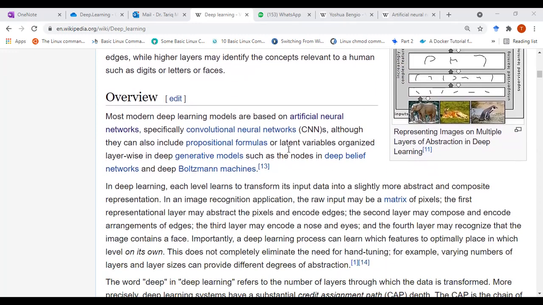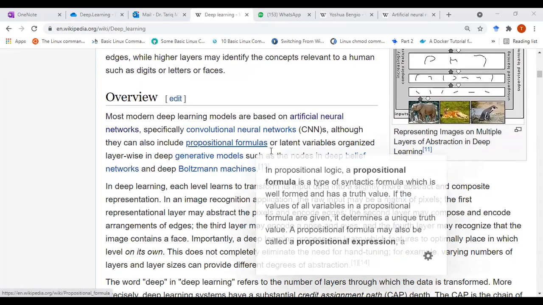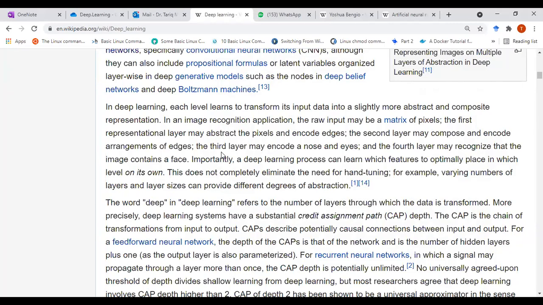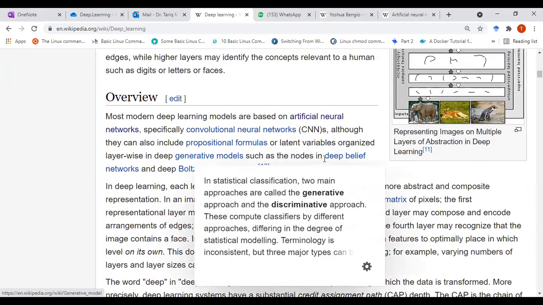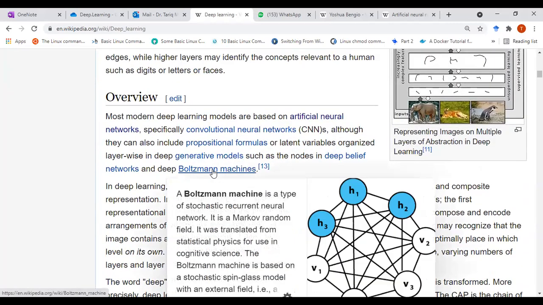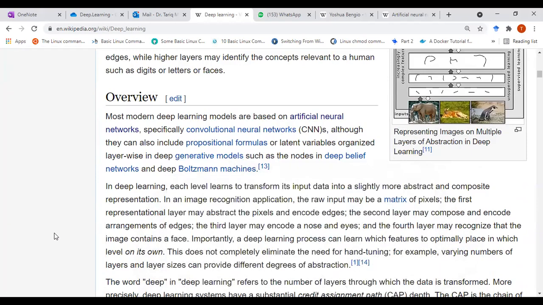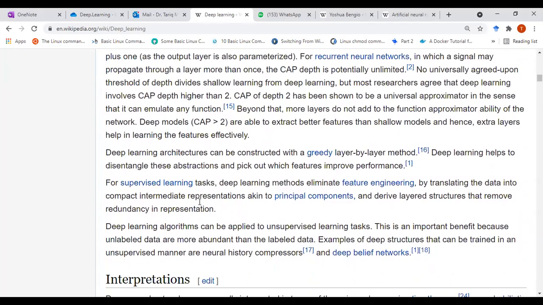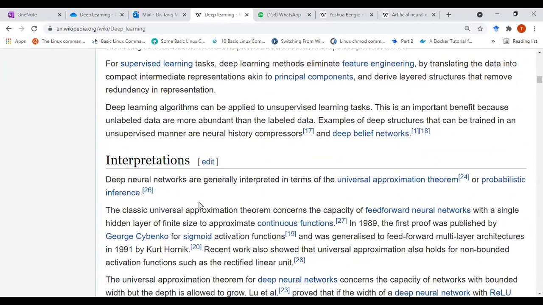Most modern DL models are based on ANN, especially convolutional neural networks, although they can also include propositional formulas or latent variables organized layer-wise in deep generative models, such as nodes in a deep belief network and deep Boltzmann machines. So that is the main thing. We'll see the details later on.